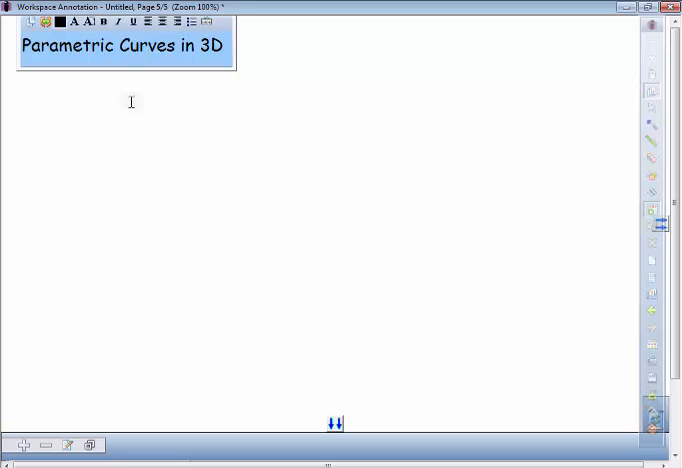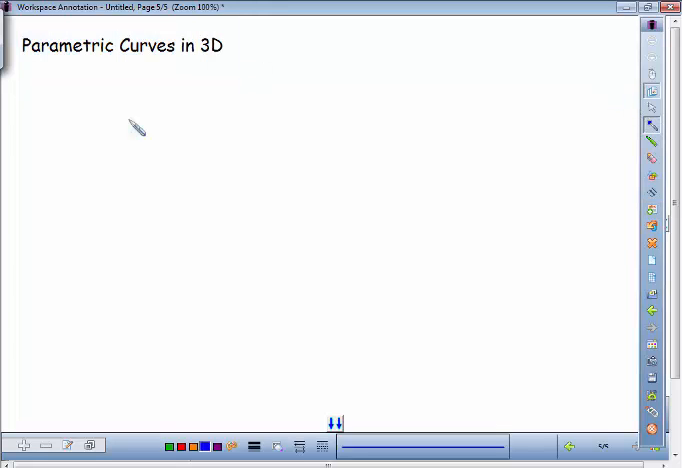We have already seen parametric curves in 2 dimensions. We have actually seen a parametric curve in 3D already, right? You know what I'm talking about? What is a parametric curve in 3D that you guys have seen already that we've been talking about? r equals r naught plus vt.